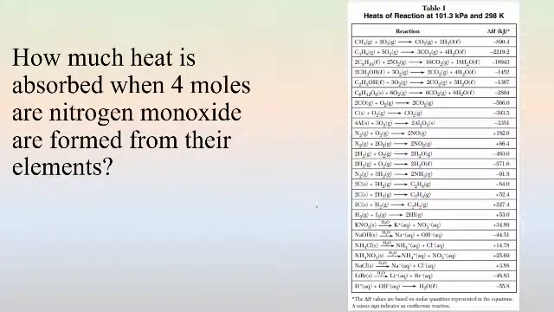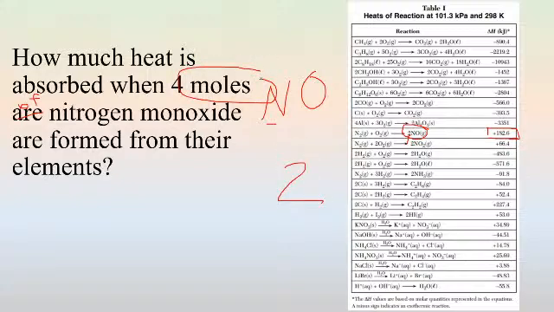How much heat is absorbed when 4 moles of nitrogen monoxide are formed from their elements? So nitrogen monoxide is what? Nitrogen, 1 oxygen. So again, I'm looking for, there we go. There it is. And see how it has this number? Look at the coefficient. It's a 2. So it's positive 182.6 to make 2 moles, but I made 4, so I'm going to multiply it by 2, right? And again, if the question doesn't say anything about rounding, I don't have to round.